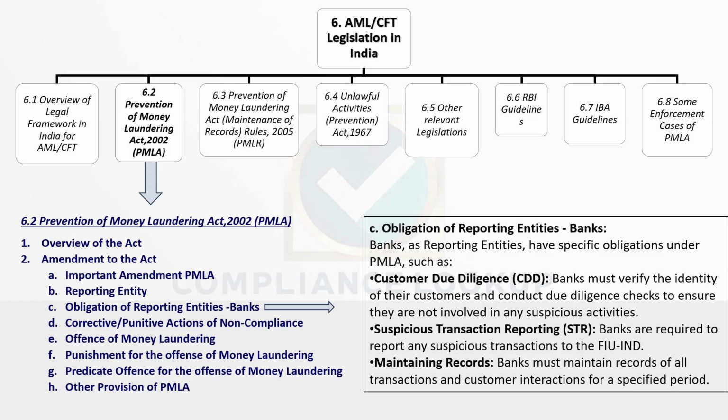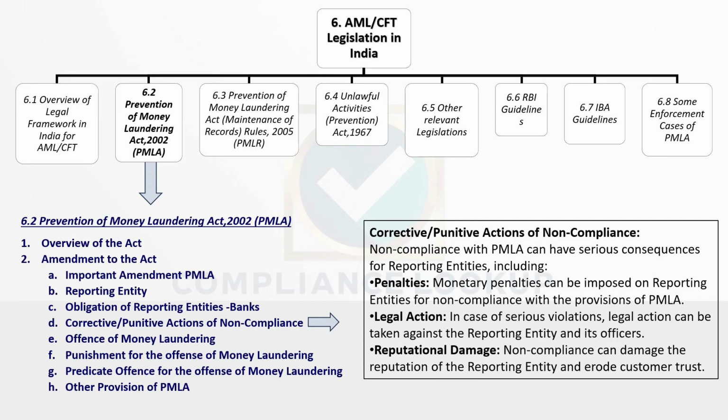D. Corrective and punitive actions for non compliance. Failure to comply with PMLA's requirements can result in serious consequences for reporting entities, including: 1. Penalties. Monetary fines are imposed on banks or financial institutions that fail to report suspicious transactions or conduct due diligence. The fine ranges from Rs 10,000 to Rs 100,000 for each failure. Example: a bank that fails to report multiple suspicious cash transactions could face a hefty fine for each transaction it neglects to report.